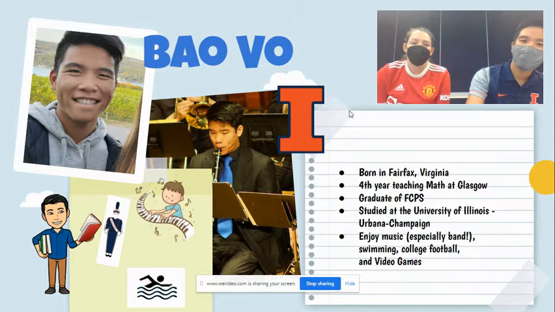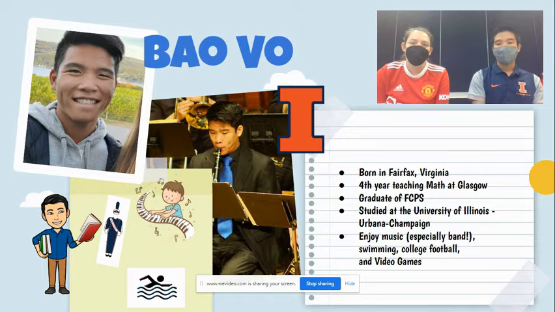Hi, and I'm Bao Vo. This is my fourth year teaching at Glasgow. I was born and raised here, and I also am a graduate of Fairfax County as well. So, I kind of know a little bit about the Fairfax County Public Schools program, and I'm just happy to be here.